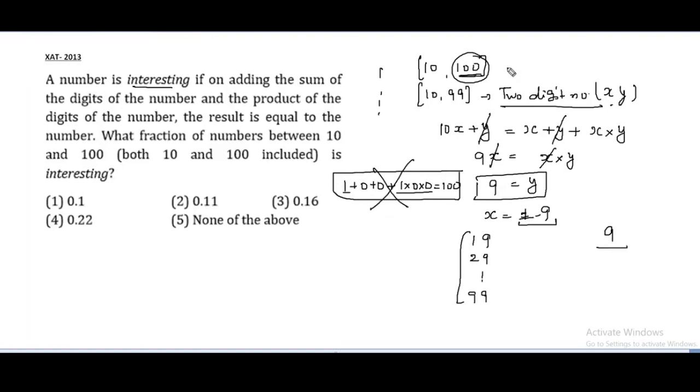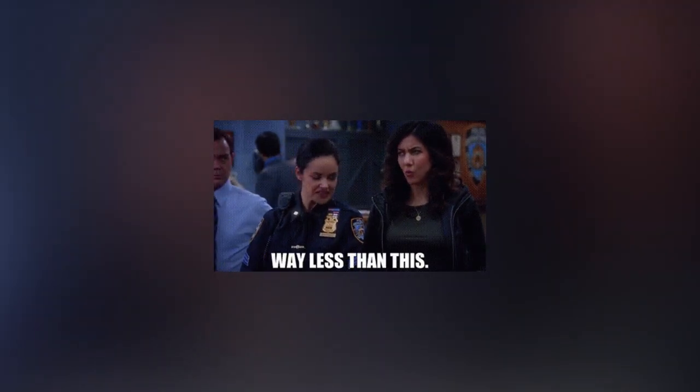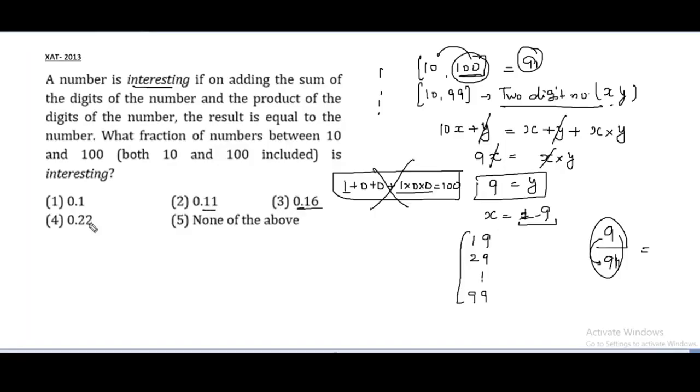So how many such numbers? 9 such numbers. And how many total numbers from 10 to 100? 91. What fraction of the numbers are satisfying this condition? It's 9 by 91. 9 by 91, it's not 0.10. It is less than 0.10, and all the options are more than 0.10. So the answer is none of these.